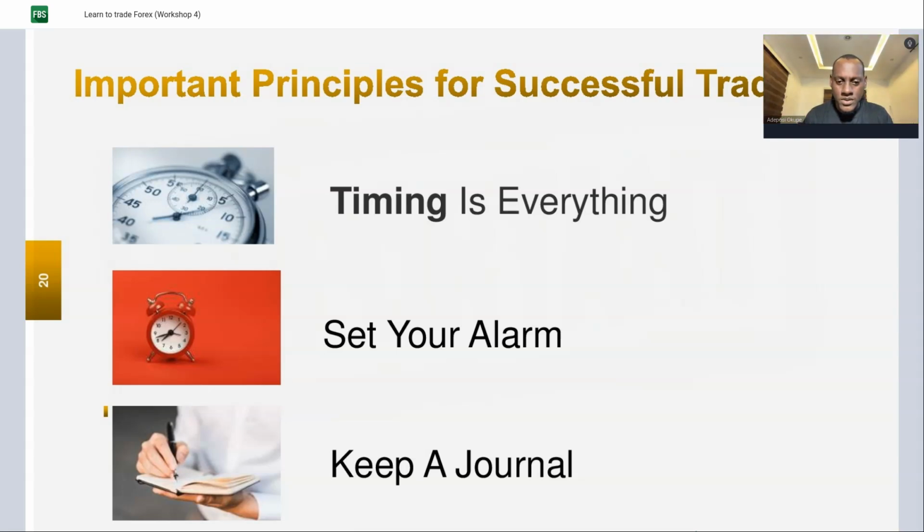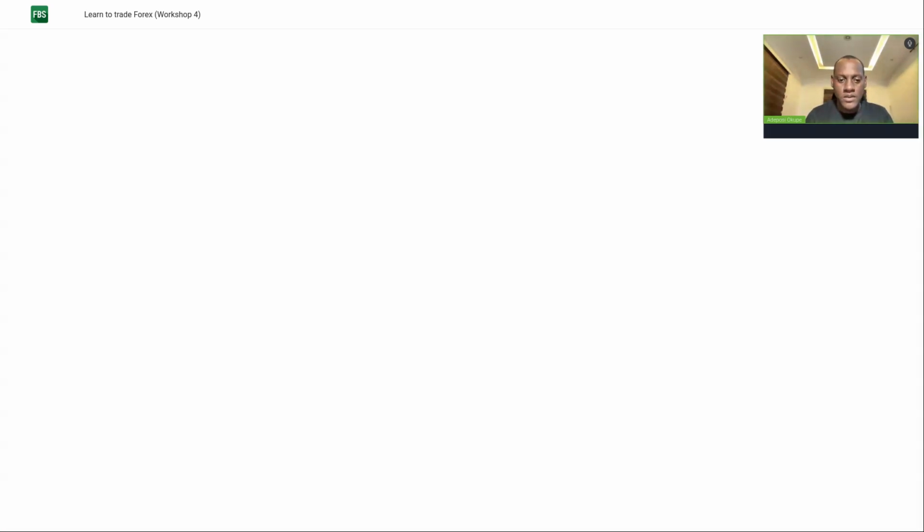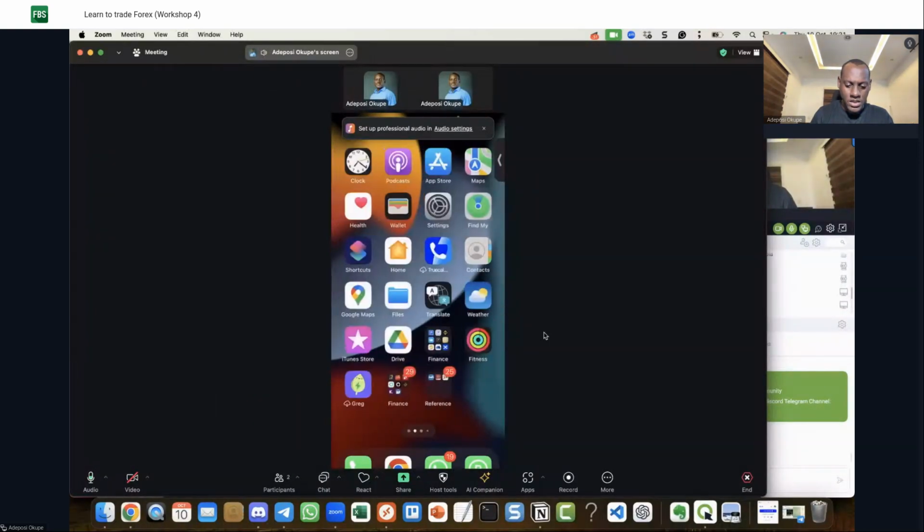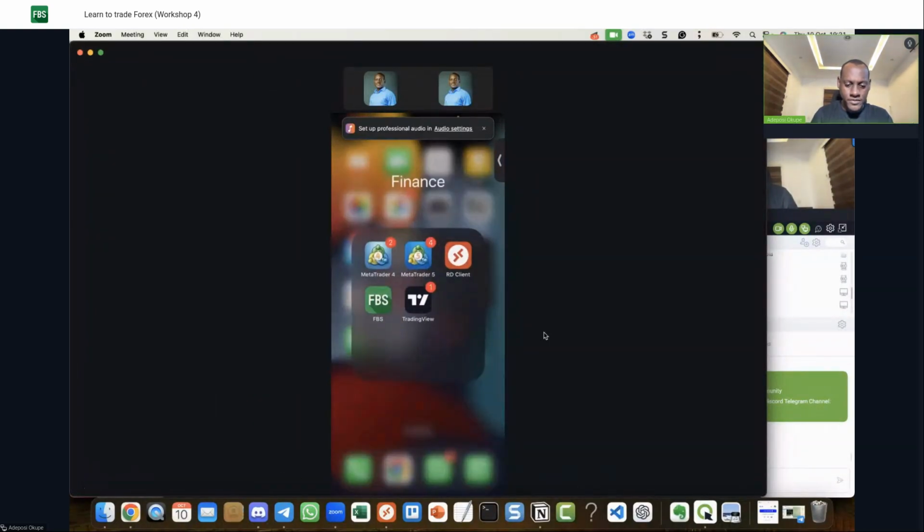Okay, let's do this. I hope you guys are getting value already. Okay, so let's share my screen. Screen sharing. All right. So let's go to my MetaTrader 4.